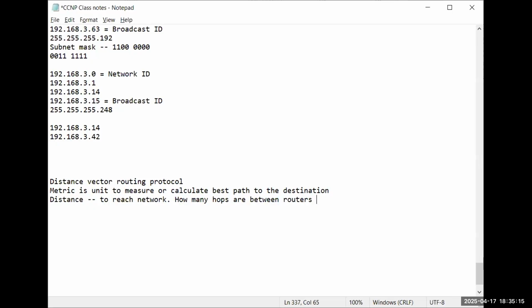Okay, so maximum it's 15, I guess. 15 is the maximum count. After 15, the router is not going to check for its destination. It can reach a maximum of 15 hops only for distance vector. So there's a limitation.